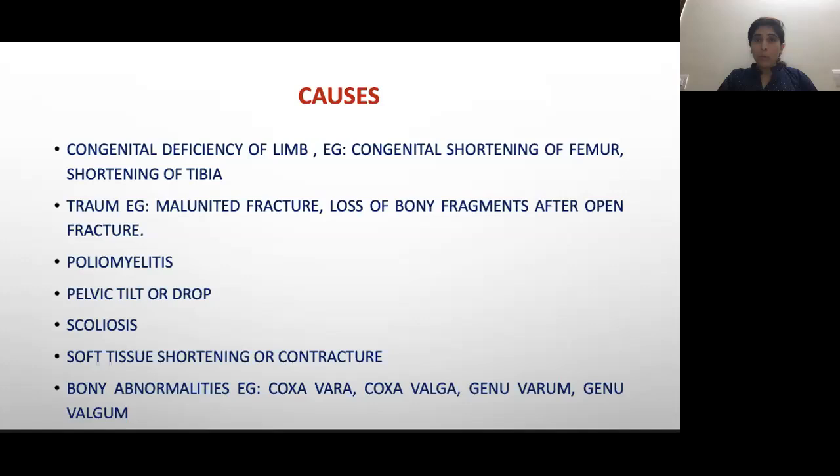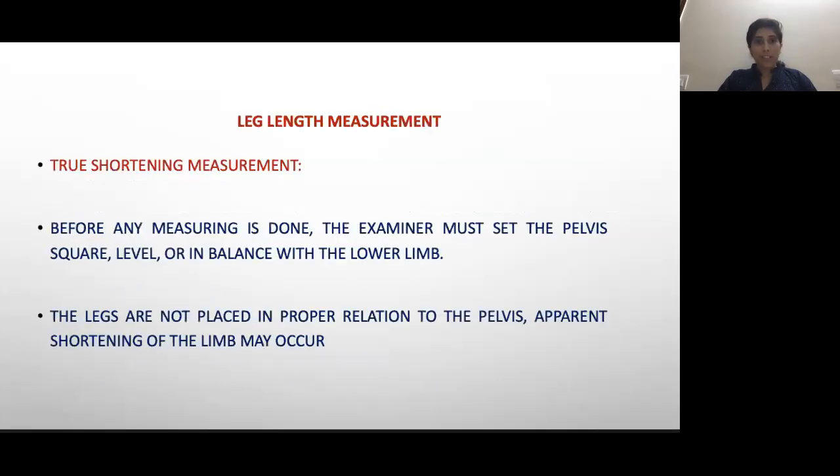Other than this, poliomyelitis, a viral infection of the lower extremity which causes paralysis in the lower extremity. And there are also pelvic tilt or pelvic drop, and soft tissue shortening or contractures. All these conditions can cause limb length discrepancies.